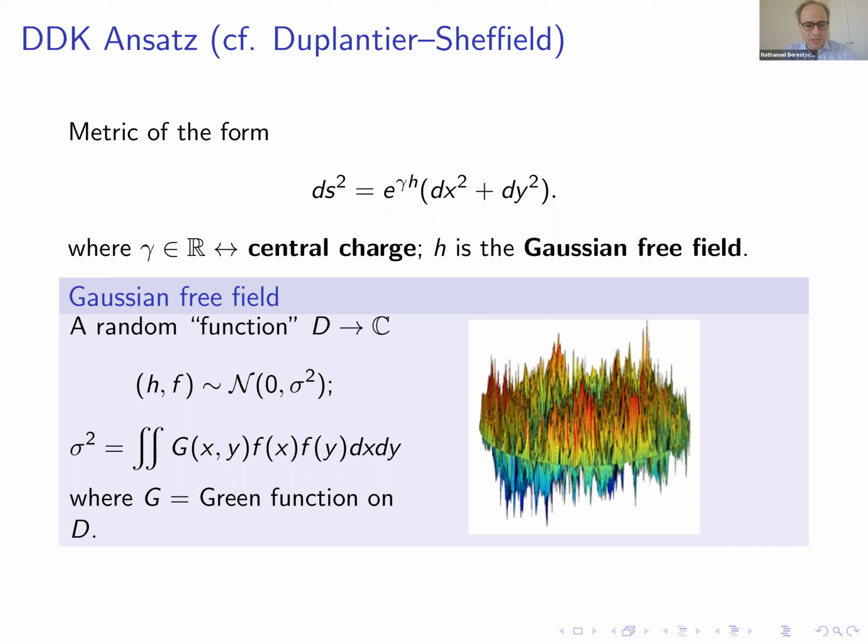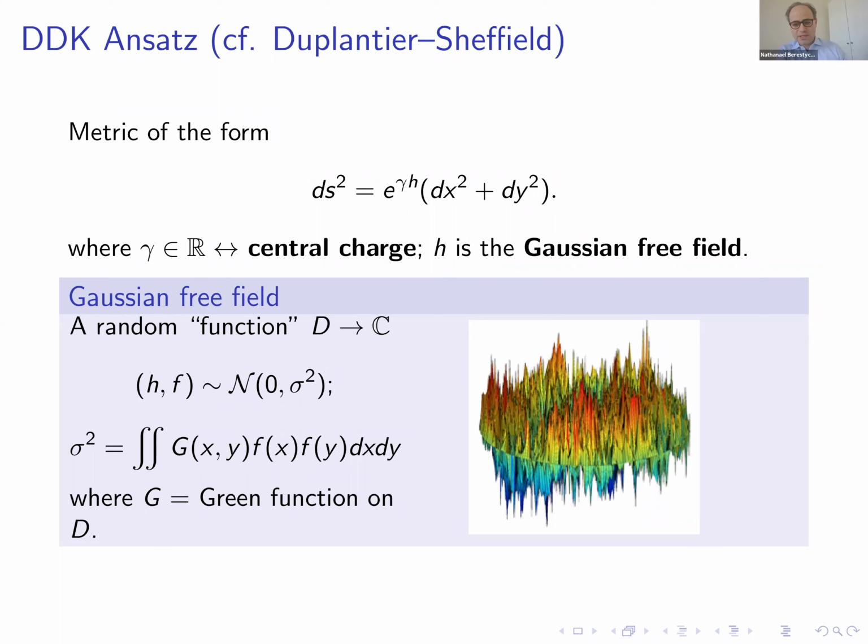Now, what is the Gaussian free field? You should think of the Gaussian free field as a random function from some given domain into the reals. Function I put in quotation marks because actually it's not pointwise defined. What is well defined are averages of the Gaussian free field when you test it against some nice test function f. Then by definition, what you get is a Gaussian random variable with mean 0 and variance sigma squared, and sigma squared is given by a double integral of the Green function against f of x, f of y.